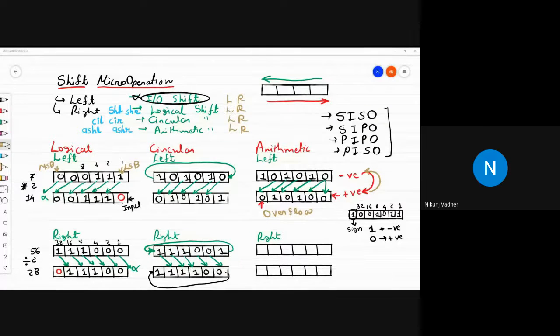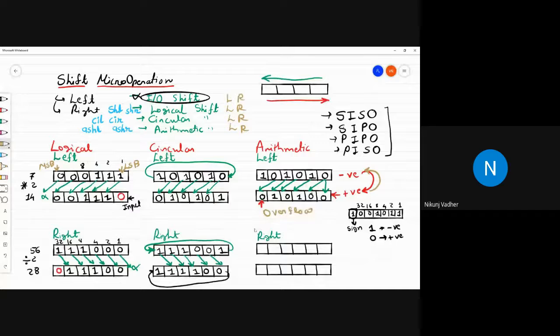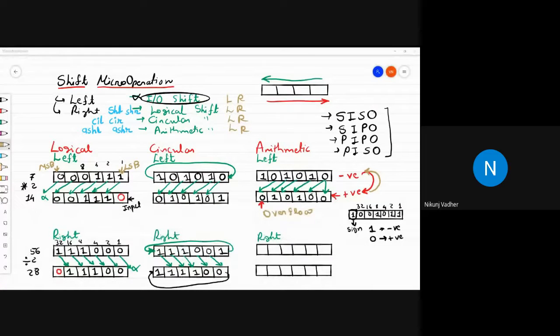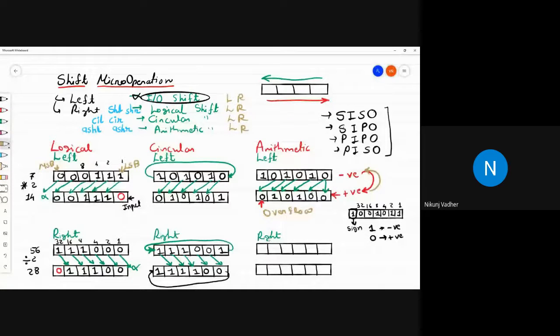You are asking about arithmetic shift right, right? Why are you getting confused? I have shown it with the arrow. This 0 will be kept over here, as well as propagated to the next position. Then 1 will be propagated to this, 0 will be propagated to this, 1 will be here. And this last digit will be discarded.